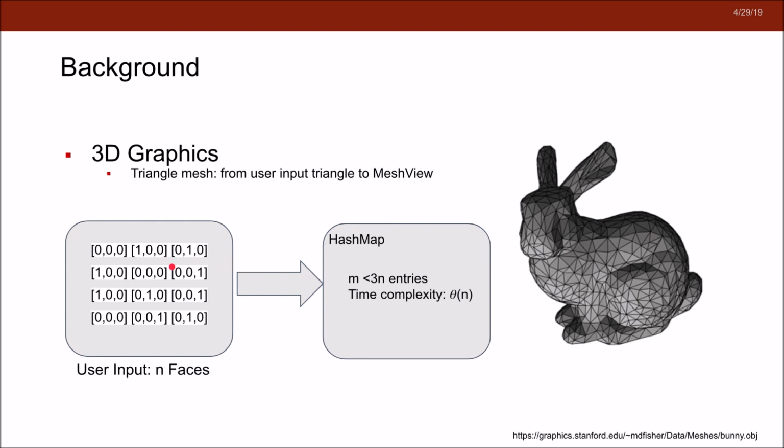Every line of the user input represents three vertices of a triangle, and we then need to transform this user input into a hash map. So for every entry of the hash map, the key is the vertex of a triangle's coordinates, and the value is its index. Then the triangle face can refer to its three vertices according to the index.